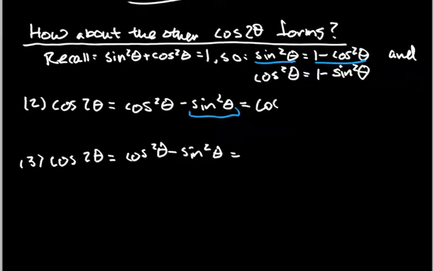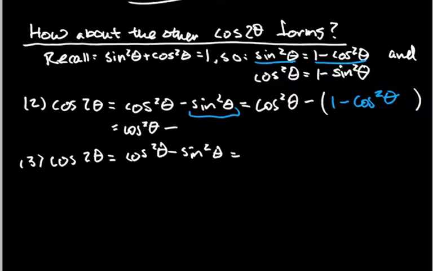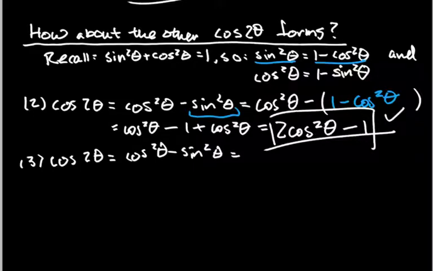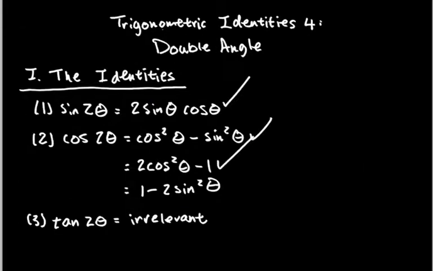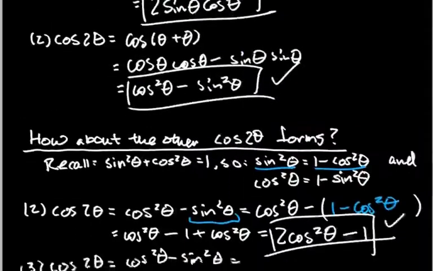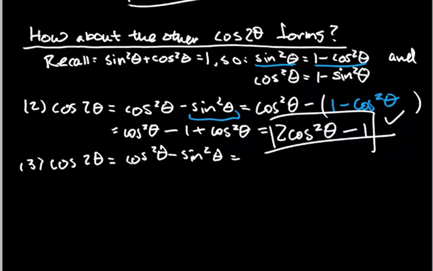So we have cosine squared theta minus, and then now here's this quantity that we're subtracting, which is 1 minus cosine squared theta. So that equals cosine squared theta minus 1 plus cosine squared theta, because you're subtracting a negative. Got 2 cosine squared thetas there, so we get 2 times cosine squared theta minus 1, and we have proven the second form of the second identity. So I got that right there. Done. Not too bad, right? Once you can see that substitution, everything becomes easy.